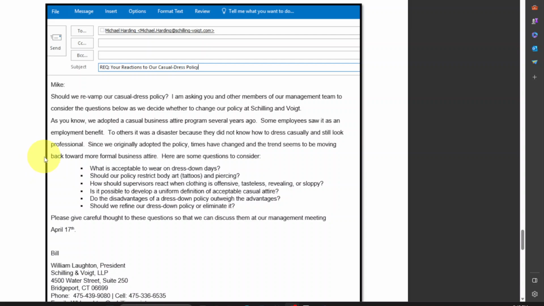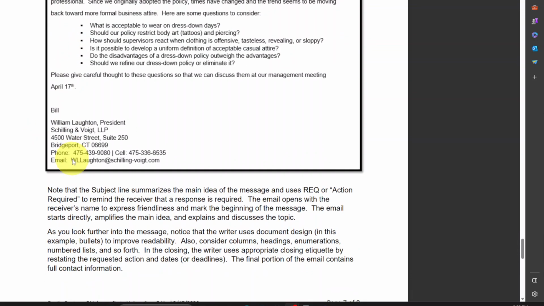Some employees saw it as an employment benefit. To others, it was a disaster because they did not know how to dress casually and still look professional. Since we originally adopted the policy, times have changed and the trend seems to be moving back toward more formal business attire. Here are some questions to consider. What is acceptable to wear on dress down days? Should our policy restrict body art, tattoos, and piercings? How should supervisors react when clothing is offensive, tasteless, revealing, or sloppy?